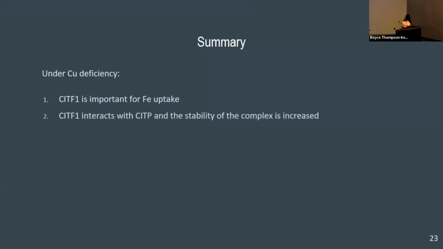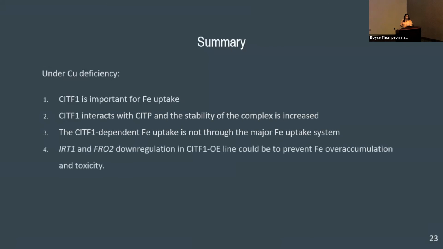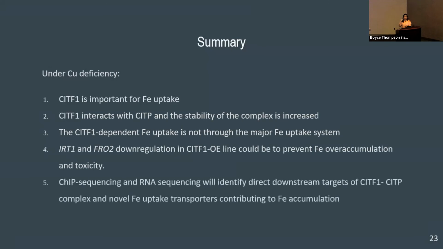In sum, we found that under copper deficiency, CYF1 is important for iron uptake. CYF1 interacts with CITP and the stability of the complex is increased. The CYF1 dependent iron uptake is not through the major iron uptake system. RT1 and FER2 downregulation in the CYF1 overexpression line could be to prevent iron overaccumulation and toxicity. And lastly, ChIP sequencing and RNA sequencing will identify direct downstream targets of the CYF1 CITP complex and any new iron uptake transporters contributing to iron accumulation.